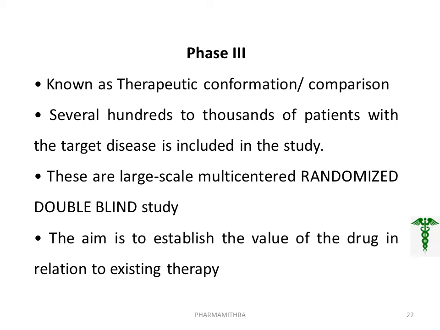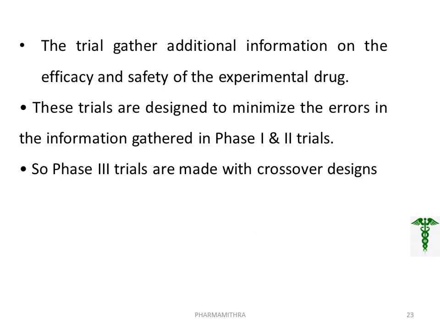Phase 3 is otherwise known as therapeutic confirmation or comparison. Here, instead of hundreds, several hundred to thousands of patients are involved in phase 3. So the population is increasing, and we are carrying out randomized double blind studies here. Here we assess whether the drug is of value compared to existing therapy. We are confirming. By this trial, we are able to minimize the errors in the information we gathered in phase 1 and phase 2.